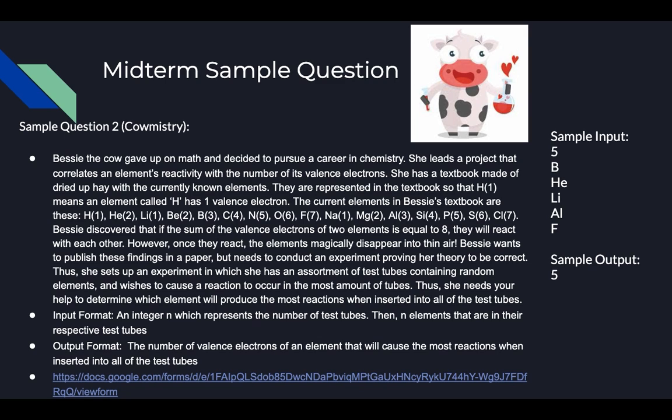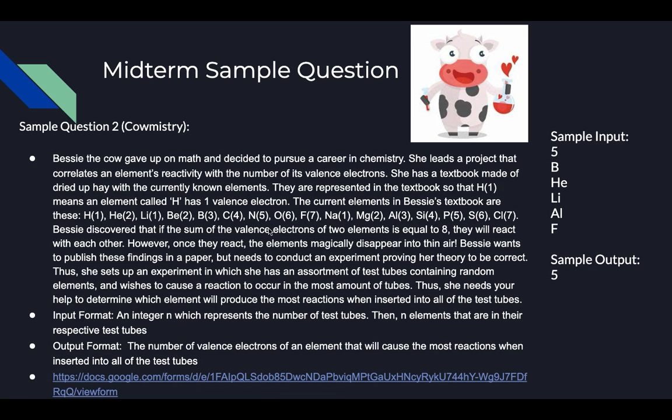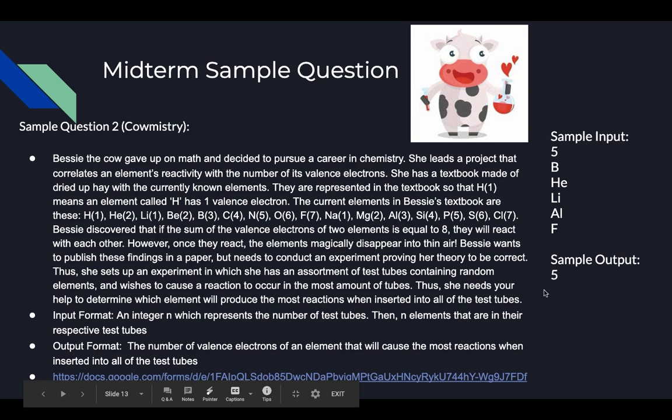Not the specific element itself, because I was going to do a specific element, but then I realized that we have some repeats. As you can see, phosphorus here has 5 valence electrons, the same as nitrogen, which is 5. So we obviously don't want to make it ambiguous. It's just the number of valence electrons of the most reactive element.